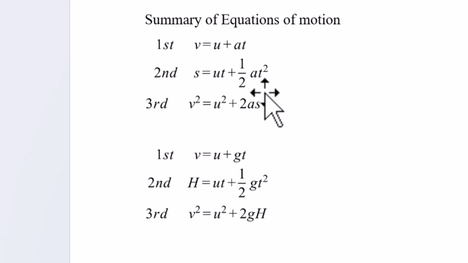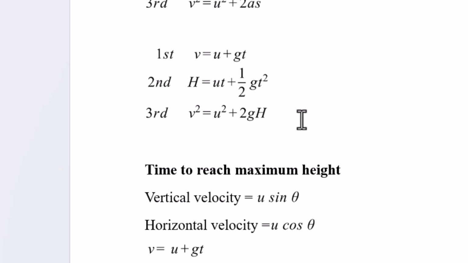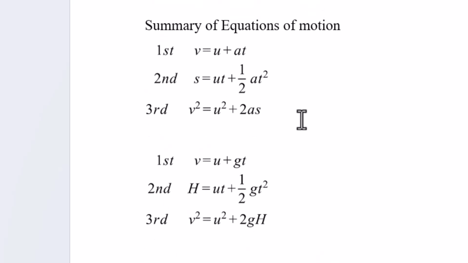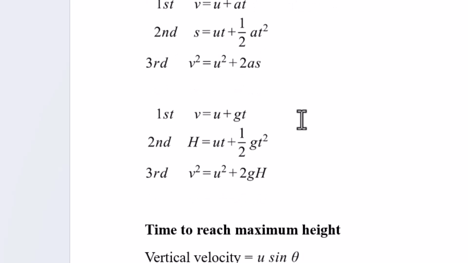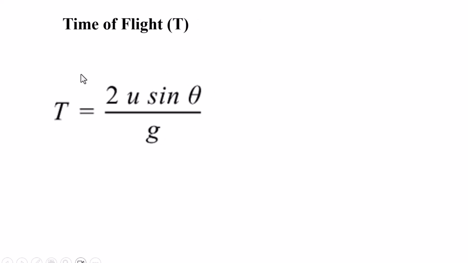But before I go, let me put the three summaries in a PowerPoint. I'll copy and put them there so that you just see the three basic formulas of projectile motion. So that is that before we go. All right, this is the summary of the basic equations in projectile motion. To start, this is the time to reach maximum height, t equals u sine theta over g. Then this is the time of flight, which is 2u sine theta over g.